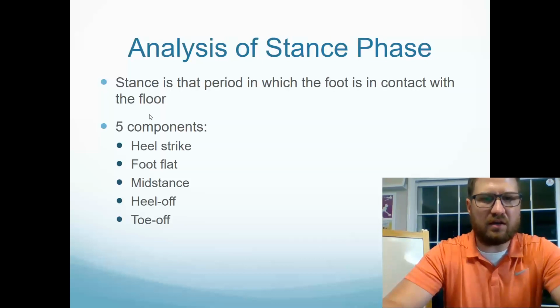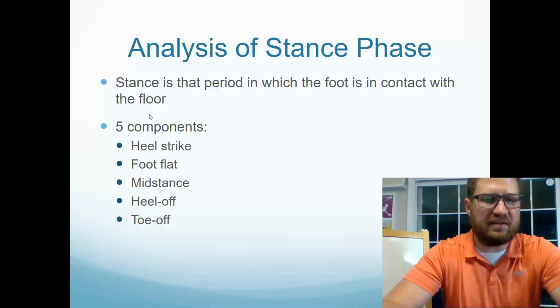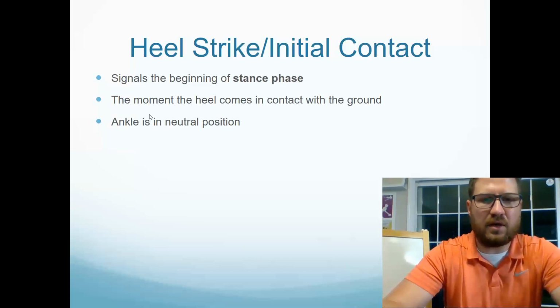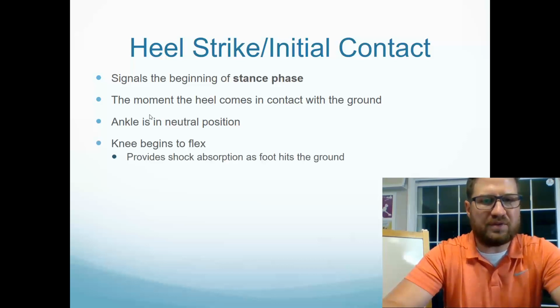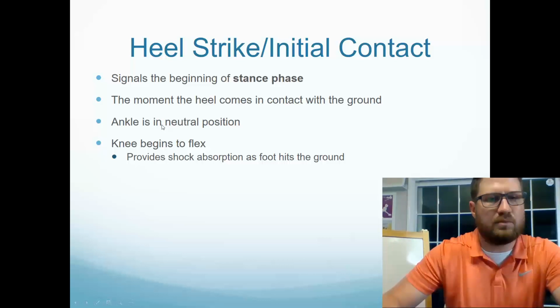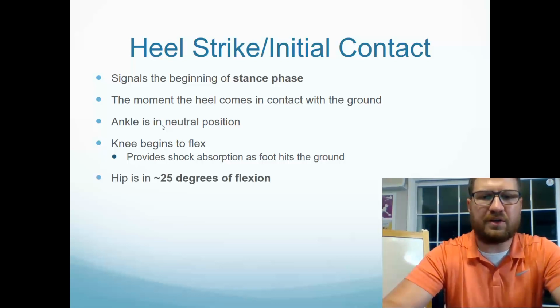So, analysis of stance phases. Stance is the period in which the foot is in contact with the floor. We know this. Five components: heel strike, foot flat, mid stance, heel off, toe off. So heel strike is the moment the heel comes in contact with the ground. Ankle is in a neutral position as far as dorsiflexion and plantar flexion. We should be in rear foot varus. Knee begins to flex, which provides some shock absorption as the foot hits the ground. And the hip is in roughly 25 degrees of hip flexion.